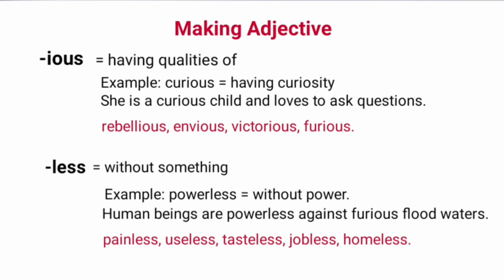Ious means having qualities of. Example: curious. It means having curiosity. She is a curious child and loves to ask questions. Other examples: rebellious, envious, victorious, furious.